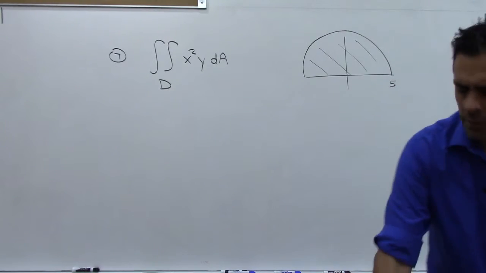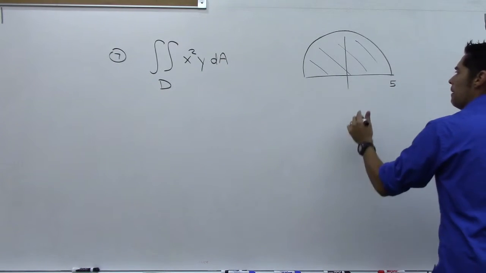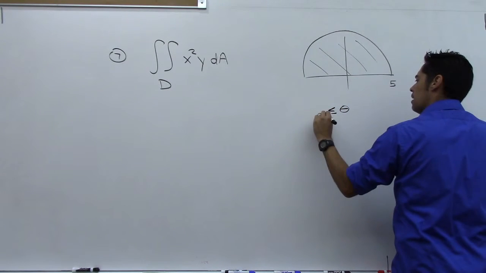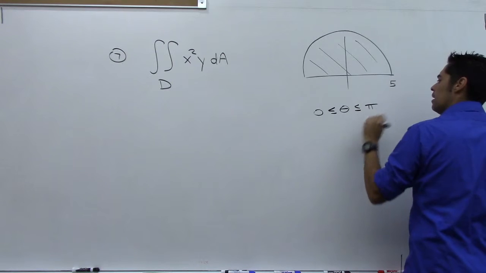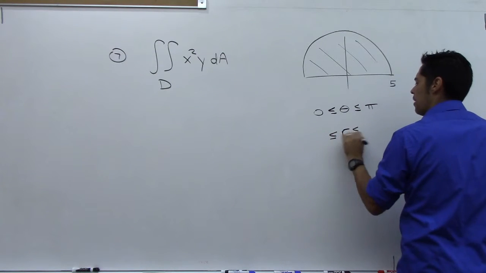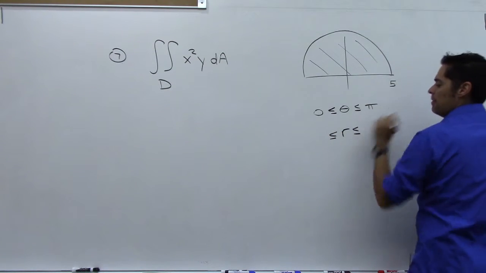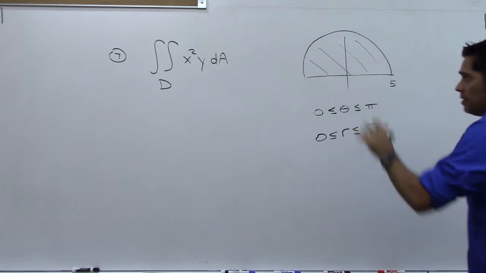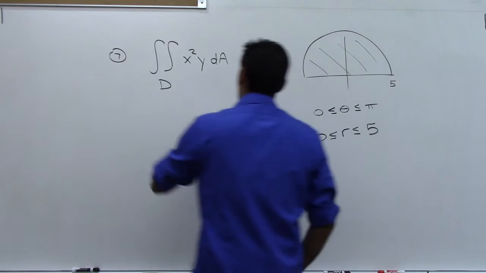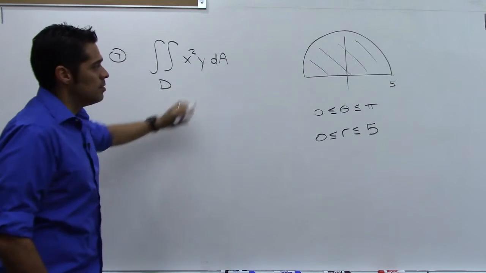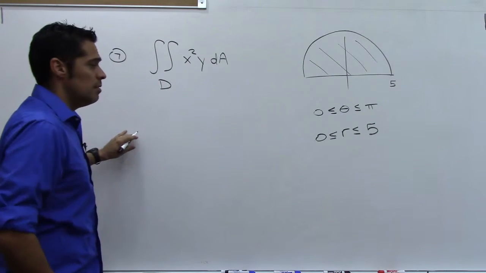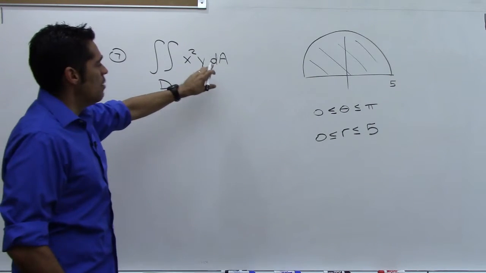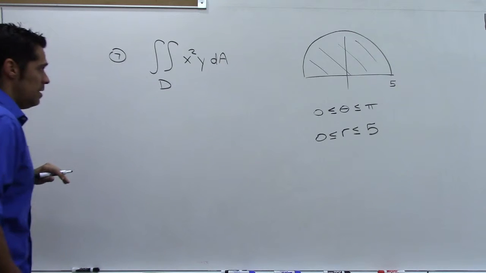So to convert this over to polar, our angle is going to go between 0 and pi. So theta is going to be between 0 and pi. And the radius is going to be between 0 and 5. And then I'm going to take this over here and convert this function of x and y over to a function of r and theta. So remember, all my x's get replaced with r cosine theta. All my y's get replaced with r sine theta.